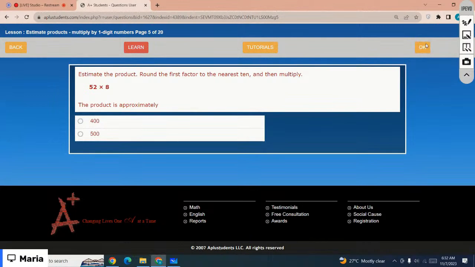Estimate the product. Round the first factor to the nearest 10 and then multiply. So, which is the correct option? That would be 400. The correct option is 400.